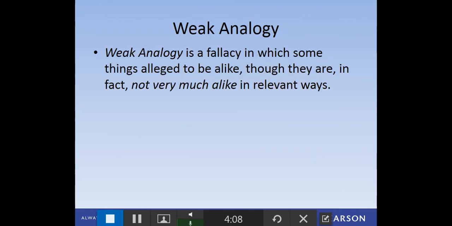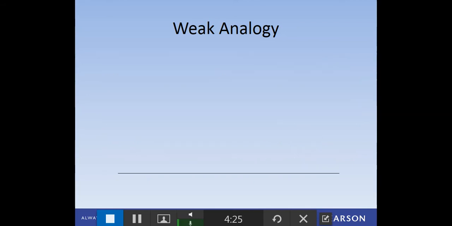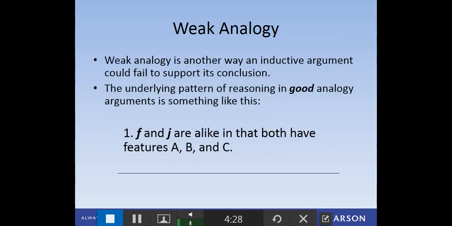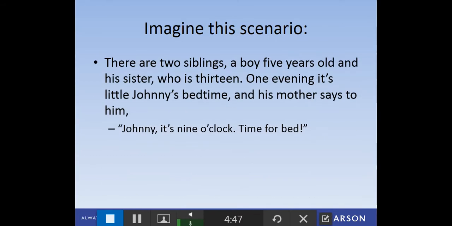All right, next is a weak analogy. Weak analogy is a fallacy where some things are alike, though they're not alike in the relevant ways to the conclusion that we're making. So it's any failure to make a reasonable claim that these things are alike in the premises and are in fact analogous in ways relevant to its conclusion. Sorry, I'm trying to go through these quick here because I don't want this to be a 30-minute video. So F and J are alike in the fact that they have A, B, and C. F also has D, therefore J has feature D. All right, that's where we're trying to break down this reasoning in a good analogy, but however, we fall short in this. So let's take a look here.